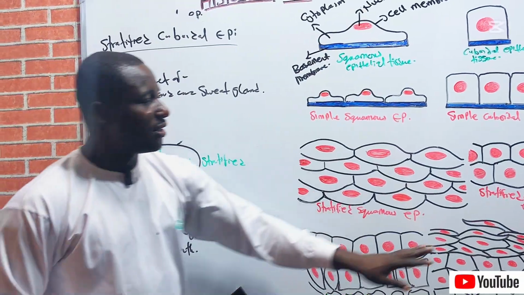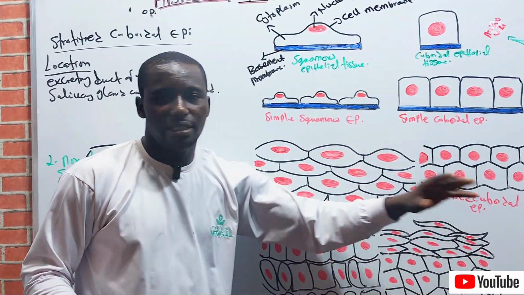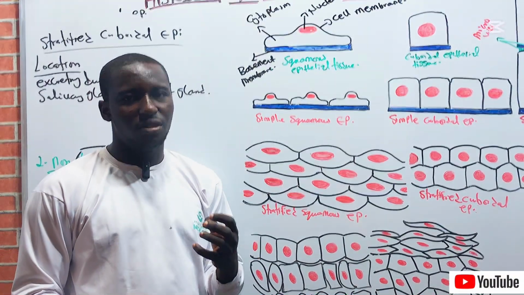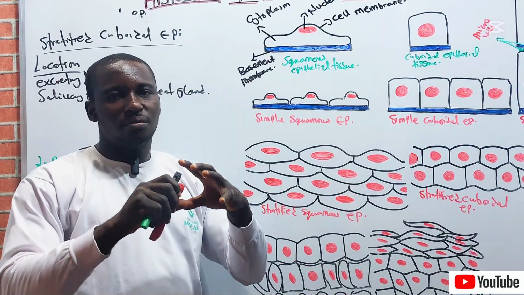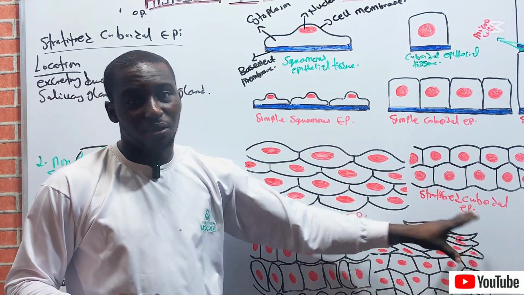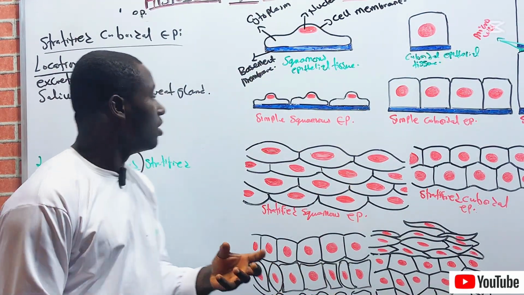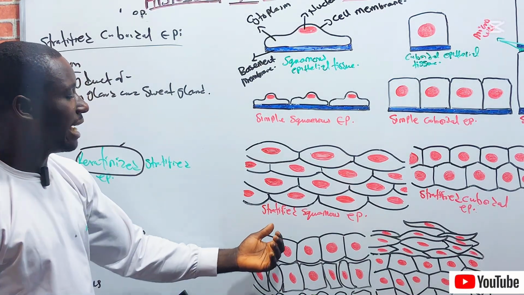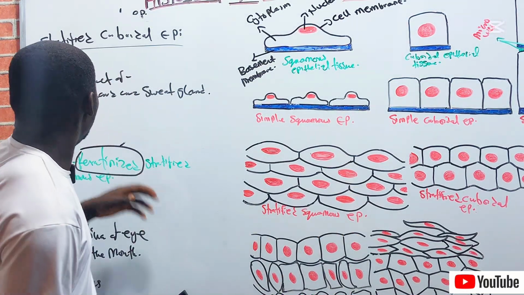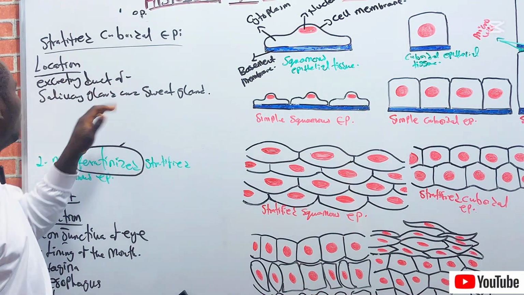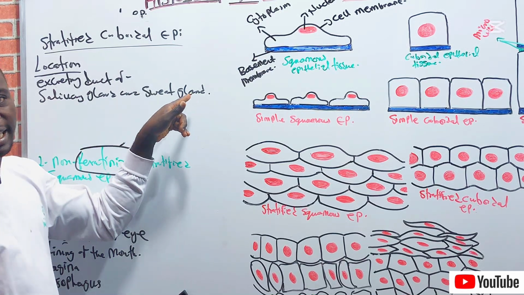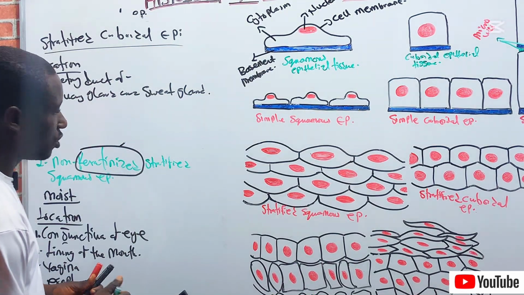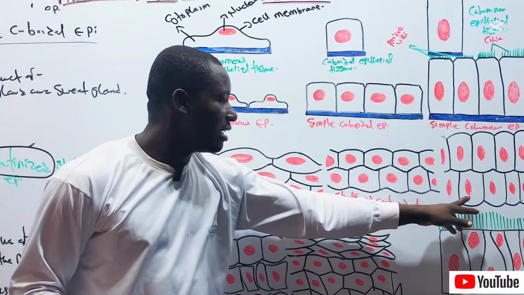Now we have discussed the stratified cuboidal epithelium, that it contains several layers of cells that are cube-like in appearance. It's not common like stratified squamous epithelium. It is found in the excretory duct of the salivary gland and sweat gland. Now let's dive into the next one, which is stratified columnar epithelium.